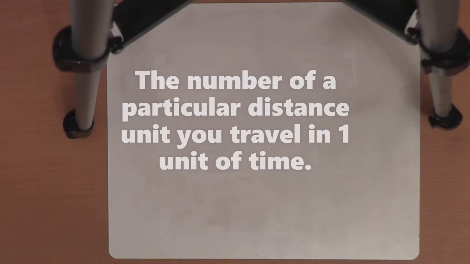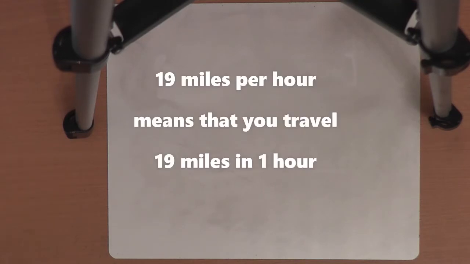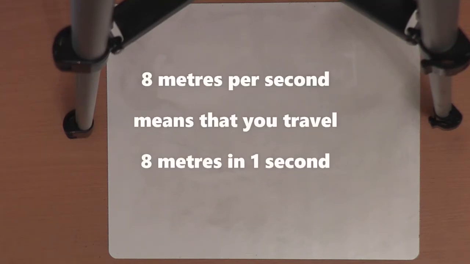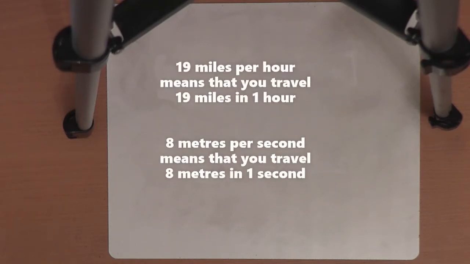For example, 19 miles per hour means that you travel 19 miles in 1 hour. 8 meters per second means that you travel 8 meters in 1 second. In each case, the speed is the measure of how many of those distance units you go, 19 miles in the first example, 8 meters in the second example, in 1 unit of time. 1 hour in the first case, 1 second in the second example.